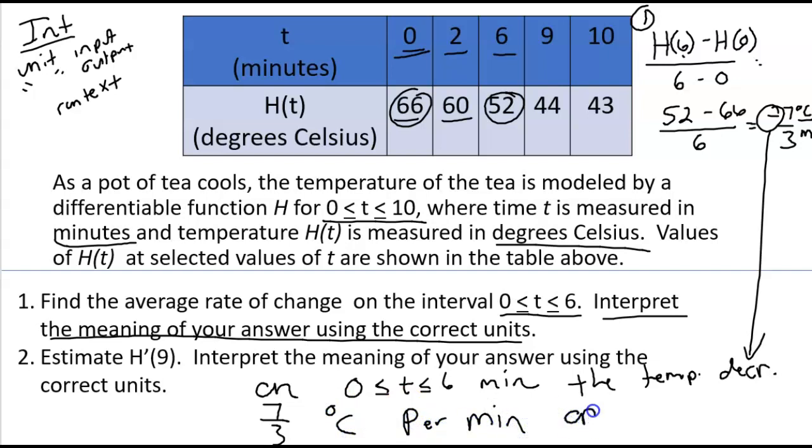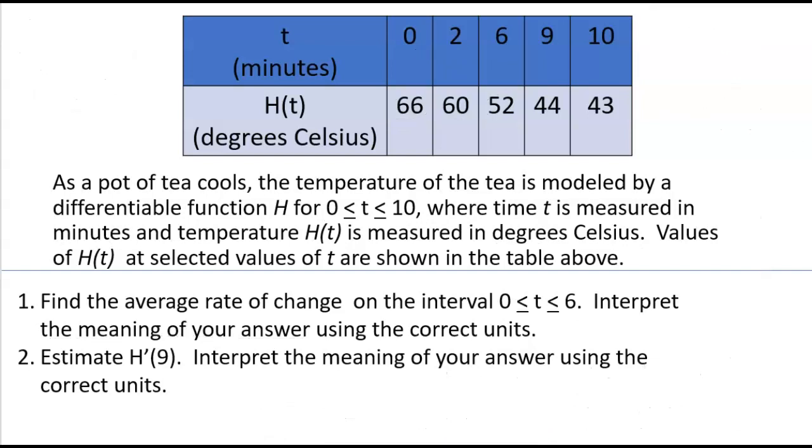And I'm going to say on average, because this is an average rate of change. It's not an instantaneous rate of change. And so on the interval from 0 to 6 minutes, there's my input units, the temperature decreases by 7/3, and then here's my output units, degrees Celsius per minute on average. All right, let's go ahead and move on to number 2.